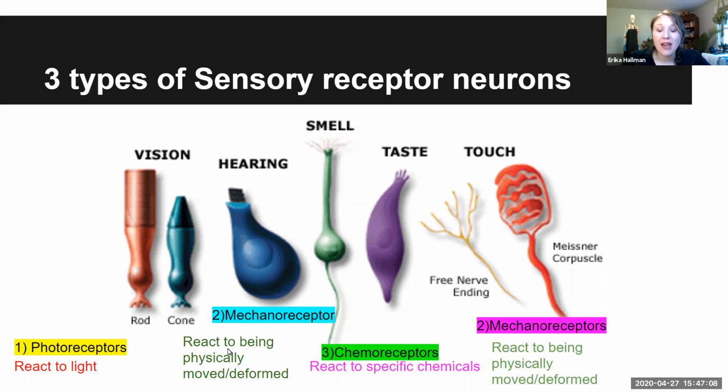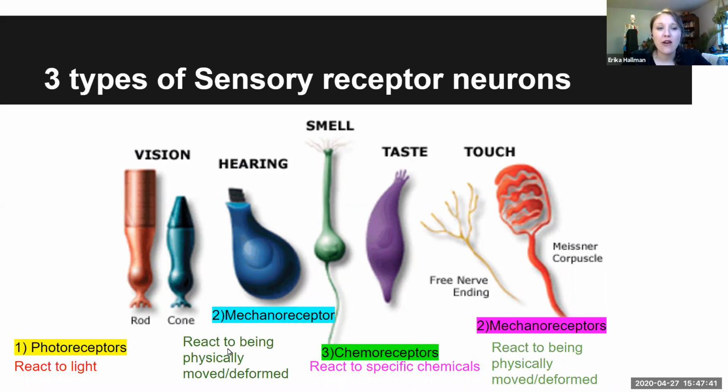Then we have mechanoreceptors. What is mechanoreceptors? Well, if you think about mechanical, that's usually when you are physically moving something. So if you're a mechanical engineer, you are engineering moving parts for machines, or you're engineering like an assembly line. So something that has to do with physical movement. And then the third part is a chemoreceptor. And of course, you know, biologists are not creative when we name things. That chemo means chemical. So these are receptors that react to specific chemicals.